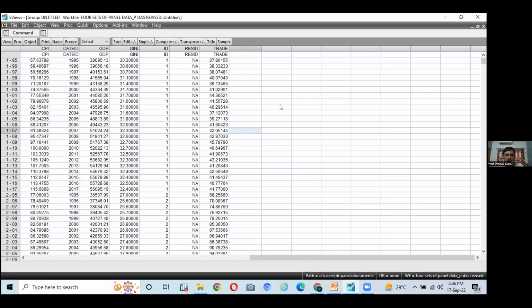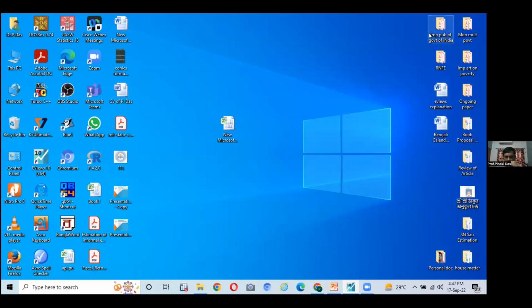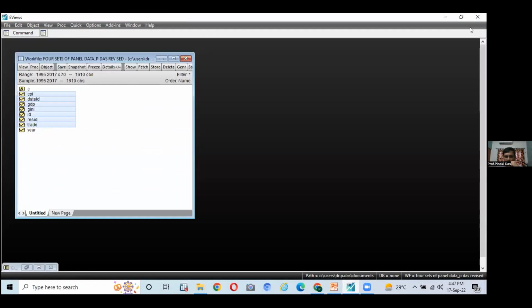Okay, now my task is to estimate a panel data regression model. Not only a panel data regression model, my task is the dynamic panel data regression model, which is estimated by generalized method of moments, GMM. Therefore, how can we start?